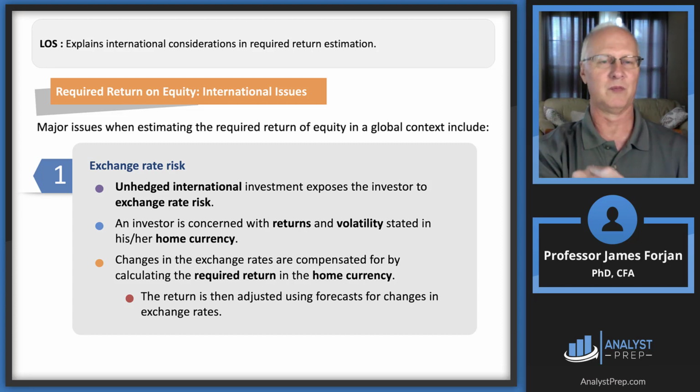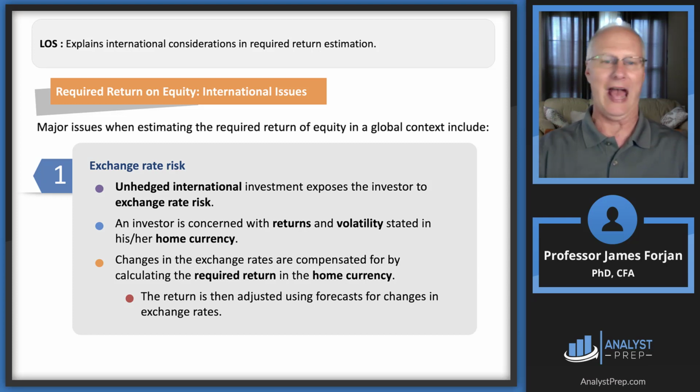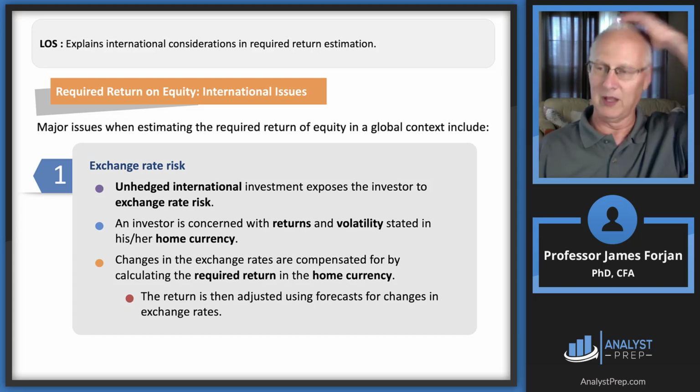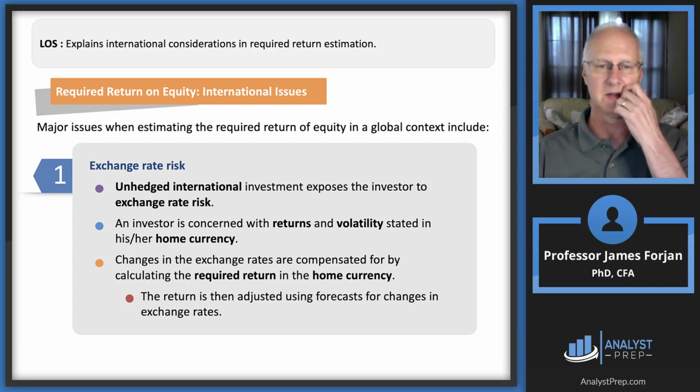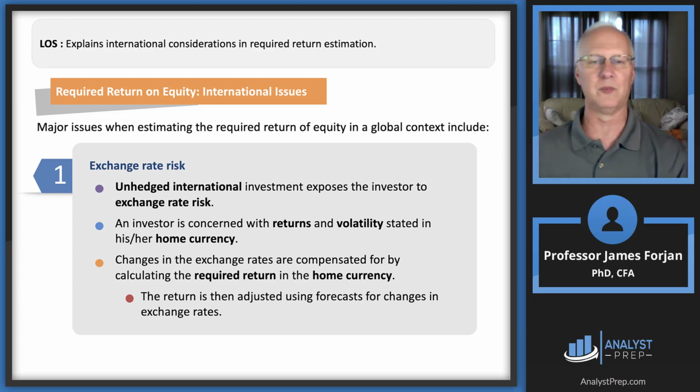So look at that first bullet point. Unhedged international investment exposes the investor to exchange rate risk. So what that does, that extra currency or exchange rate risk, it adds volatility. And so we need to just scratch our heads and say, okay, do we really want that volatility or do we not? And the answer is probably not. So let's just use a forward contract. That's the super easiest way to do it. And there are other derivatives to do this.